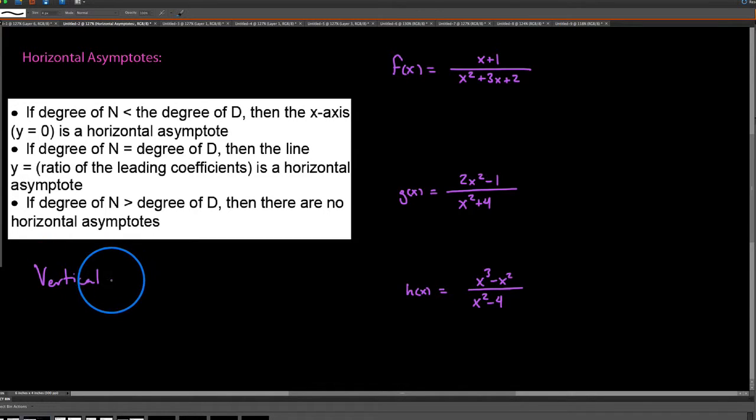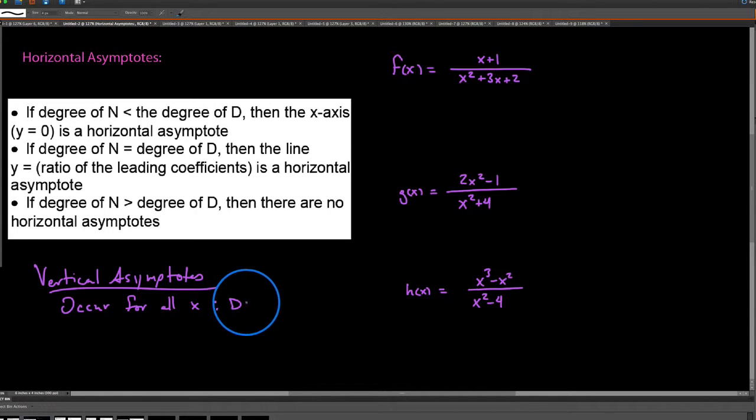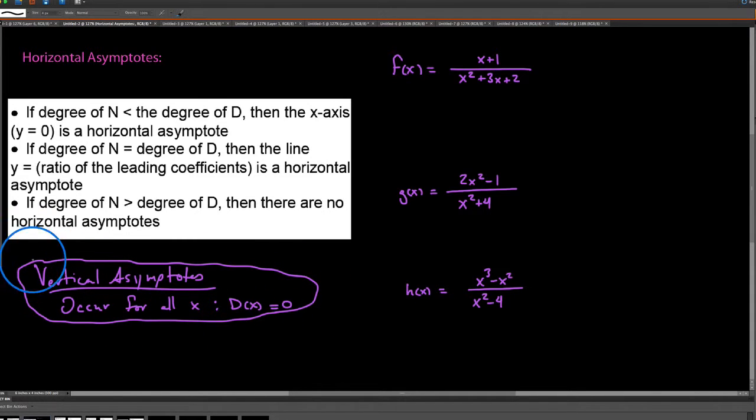But vertical asymptotes, basically we can say these occur for all x such that the denominator expression is equal to 0. So if there are ever any x values that cause your denominators to be 0, that's how we're going to be able to find the vertical asymptotes of these graphs. And those are pretty simple to find.